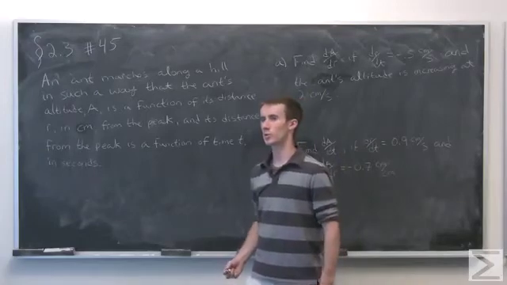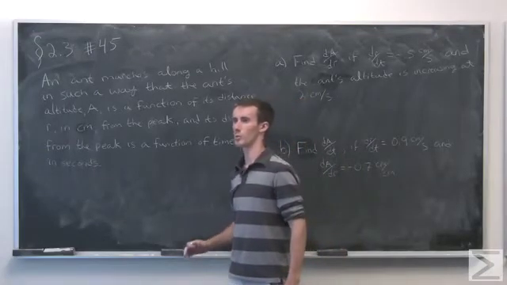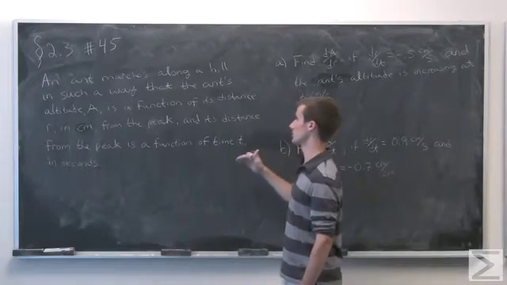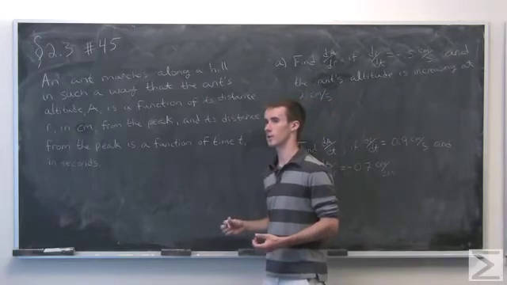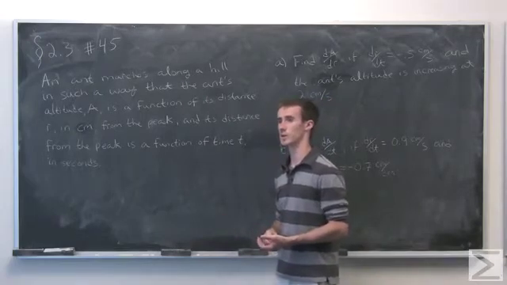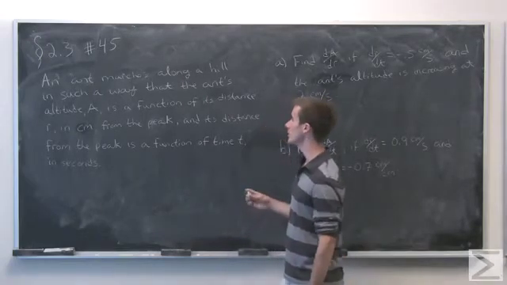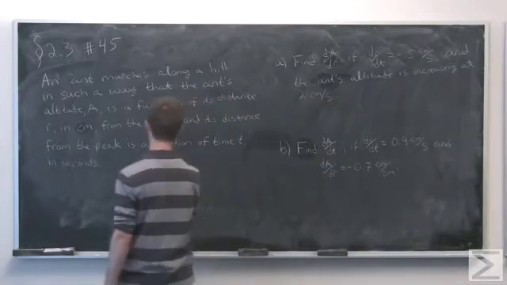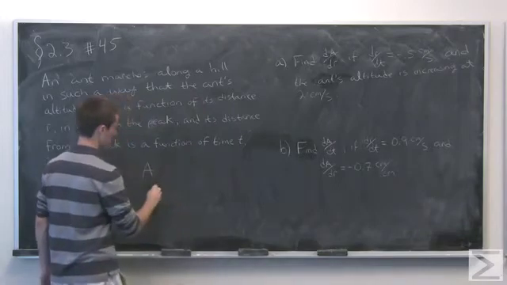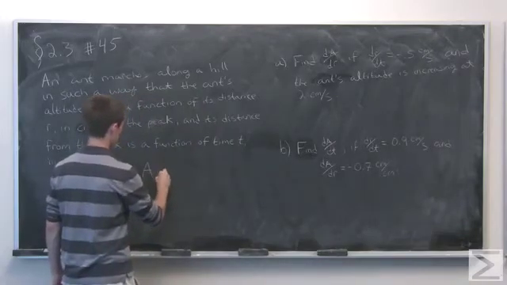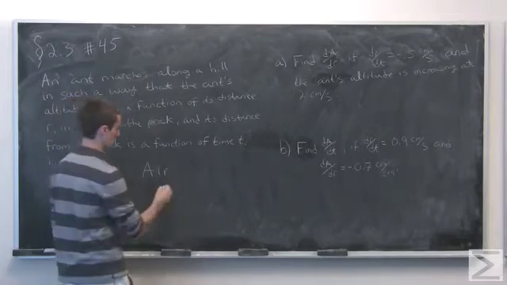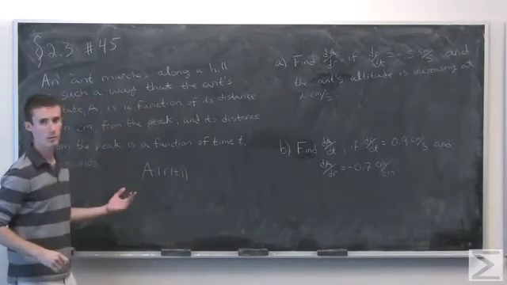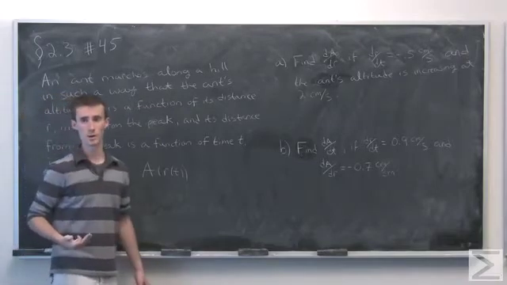All right, section 2.3, problem number 45 is a word problem where we have an ant marching up a hill in such a way that its altitude is a function of its distance from the peak of the hill, and its distance from the peak of the hill is a function of time. So we see that we have altitude A dependent on r, the distance, which again is dependent on t. So you can see that we have a composition of functions and are going to likely have to use the chain rule.